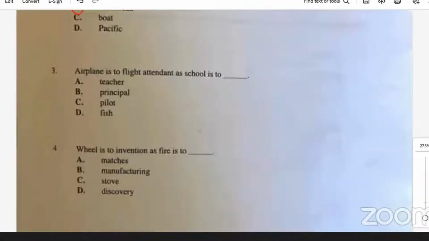All right, so number 3, make it a little bigger. Number 3, airplane is to flight attendant as school is to. Is it teacher, principal, pilot, or fish? For question 3, the answer is A, teacher.